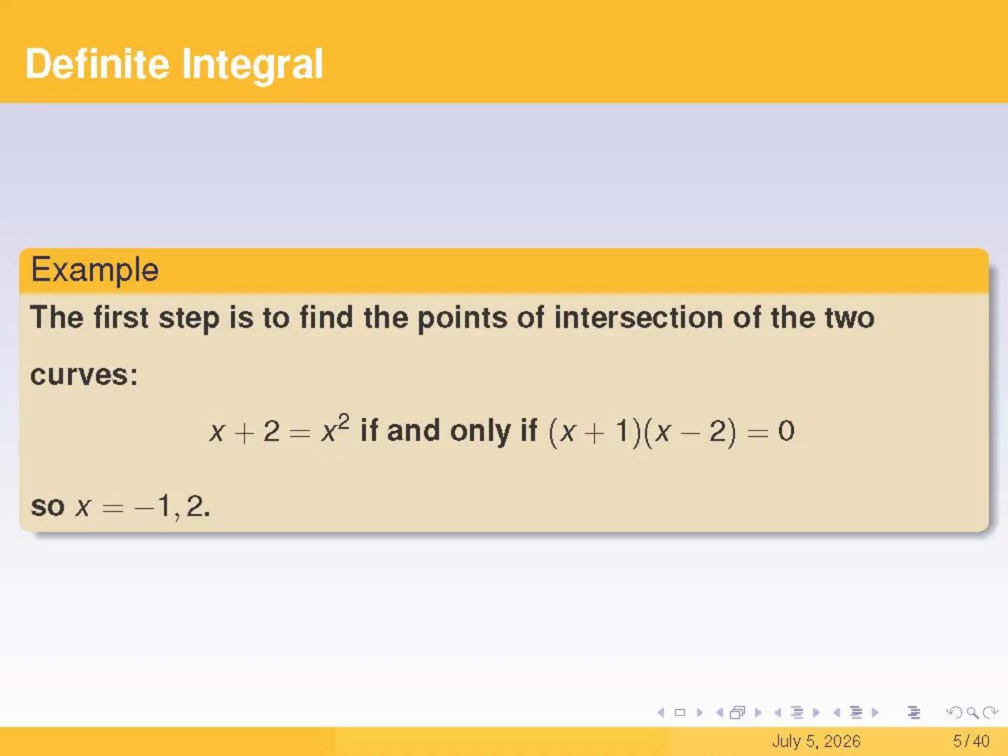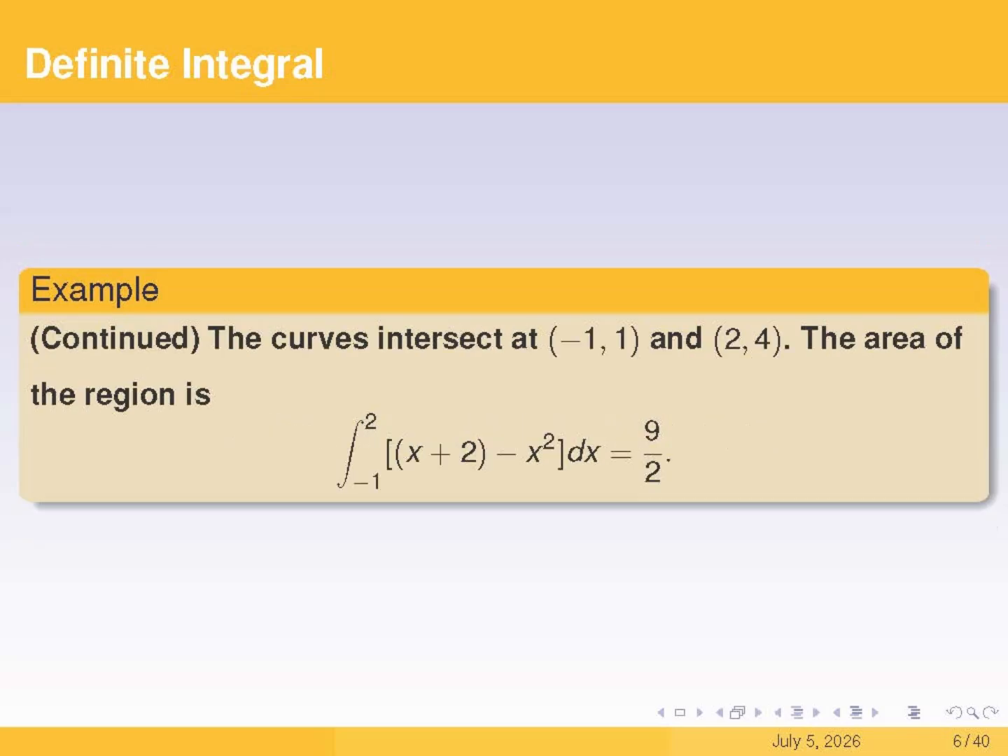In order to figure out what the bounded region looks like, we need to find the intersection points first. The two functions intersect where their y values are the same. So, we have to solve the equation f of x equals g of x, which is x plus 2 equals x squared, just like the expression on the left of the second to last line. Once we factor it, we get the equation on the right. From there, we can see that x equals -1 and 2. In other words, the two curves cross each other at x equals -1 and 2.